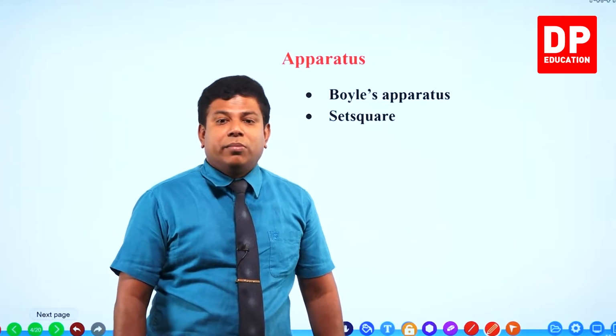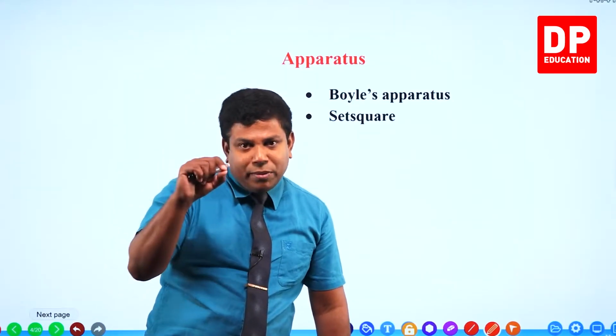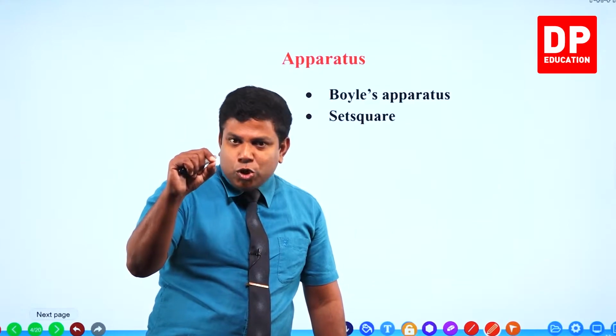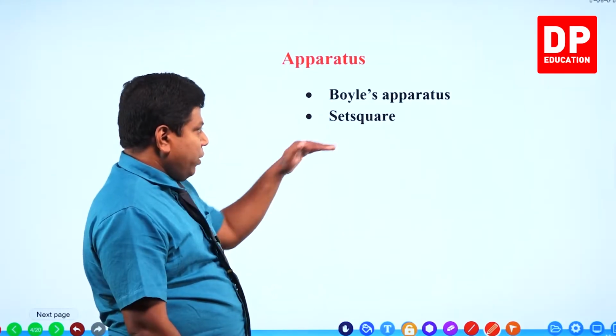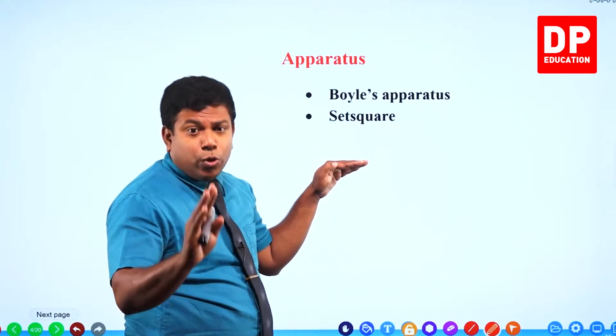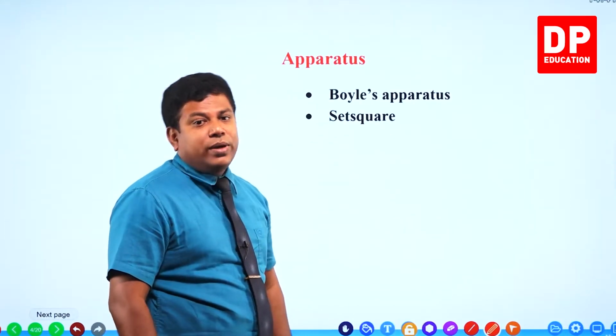So sometimes when you keep the eye level at different levels, you may not get the correct reading, the precise reading may not be obtained. So what we do, we keep a set square there to ensure we don't make a mistake when we get the reading. That's the reason for using this set square. When I do the experiment, I will show you how to use a set square to get the reading.